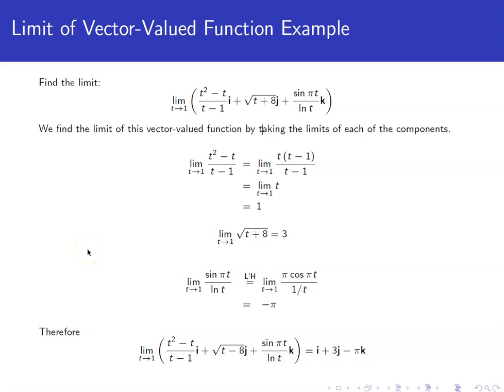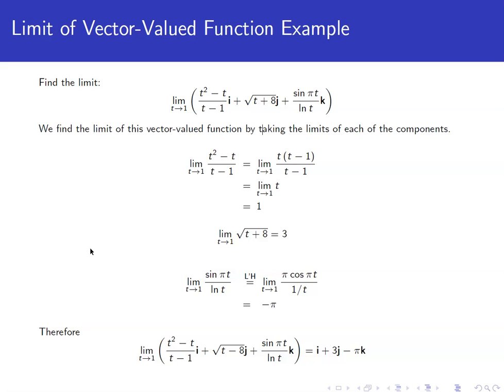In this video, we're going to be looking at an example of finding a limit of a vector-valued function. So we're being asked to find the limit as t approaches 1 of (t squared minus t) over (t minus 1) times i plus the square root of (t plus 8) times j plus sine of pi t over log t times k.